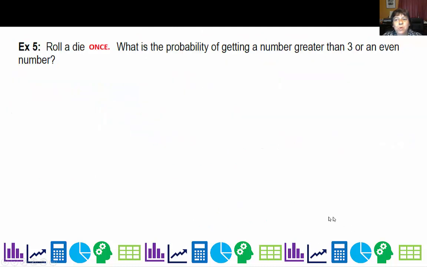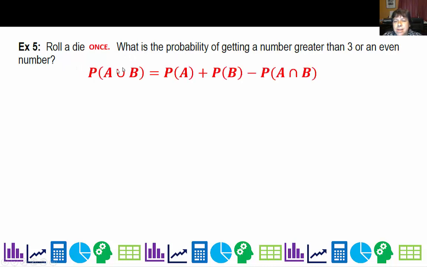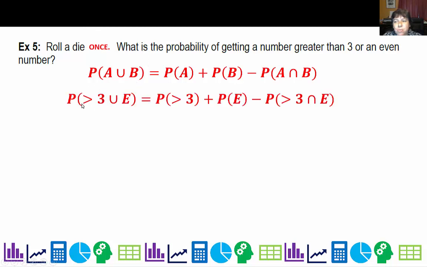All right, we're going to practice one more with an "or," and I'm changing this to rolling a die once because I want to keep it straightforward. So what's the probability of getting a number greater than 3 or an even number when we roll a die? I'm writing down the formula again, and now I'm going to rewrite it in the context of the problem: probability of greater than 3 or an even.